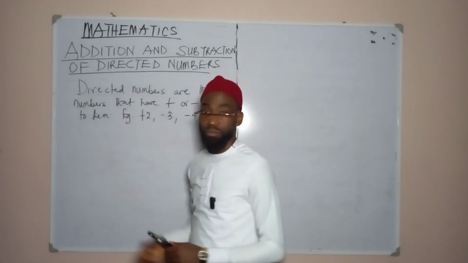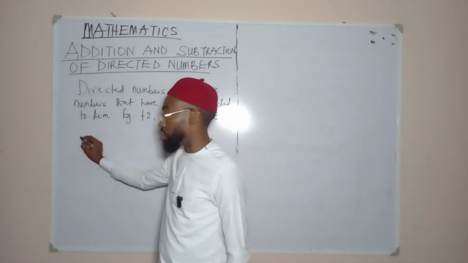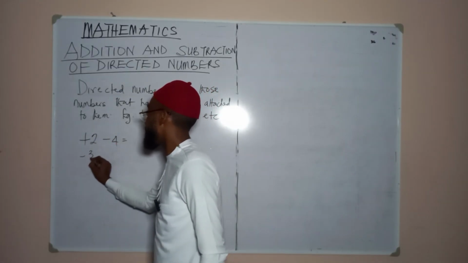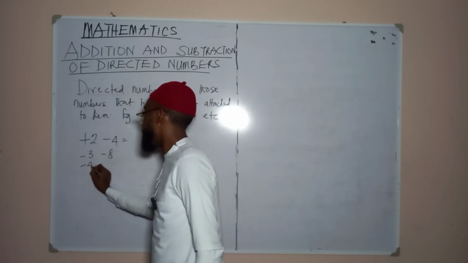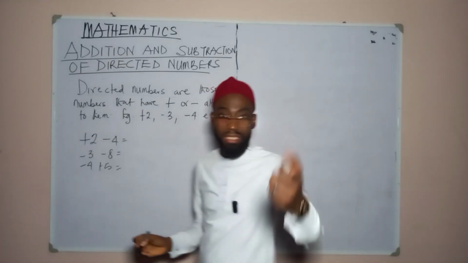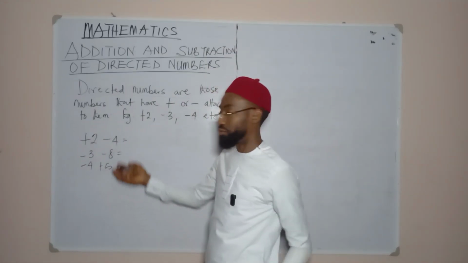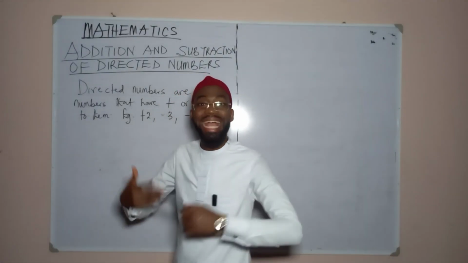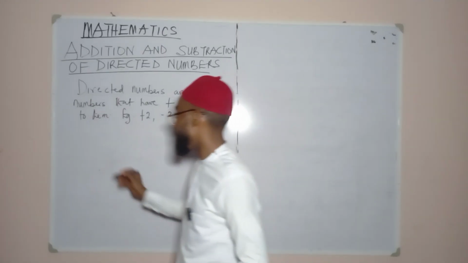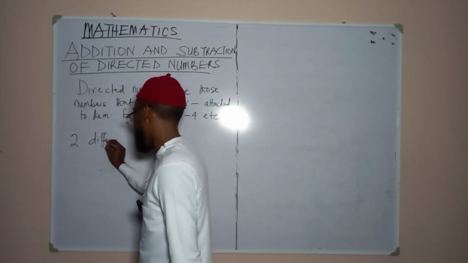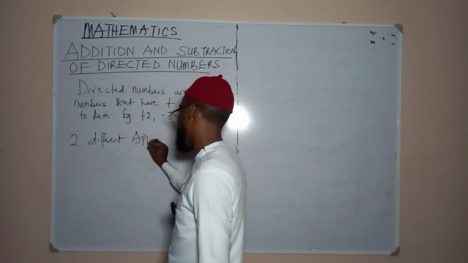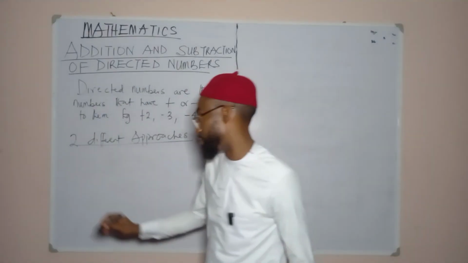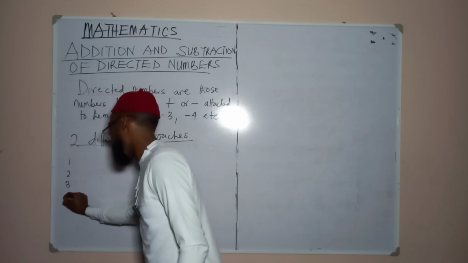So having known this, there are many students who find it extremely difficult to add this kind of problems, plus 2, minus 4, you have minus 3, minus 8, minus 4, plus 5. There are students who find it difficult to add or subtract some of these numbers. But today, we're going to take our time to deal decisively with them. Now, how do we add or subtract directed numbers? There are two different approaches we're going to use in adding or subtracting directed numbers. So I'm going to just write few questions and we'll walk through that out.